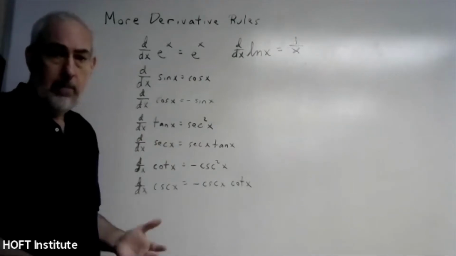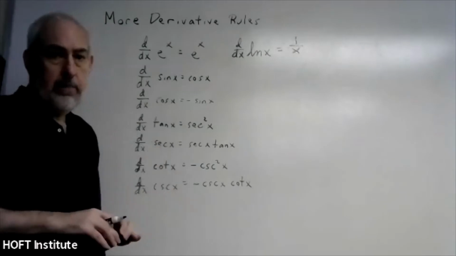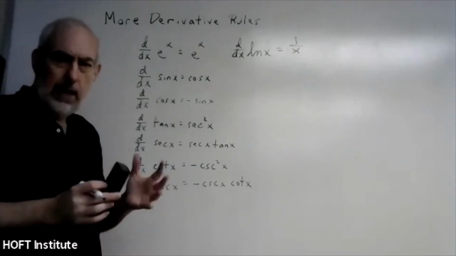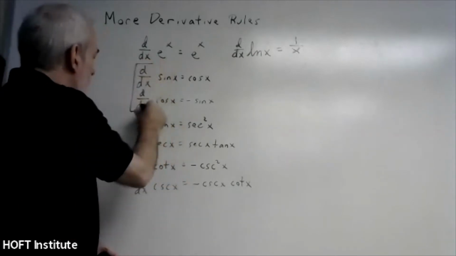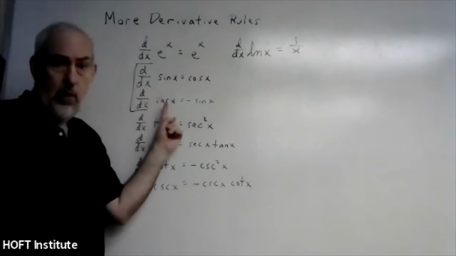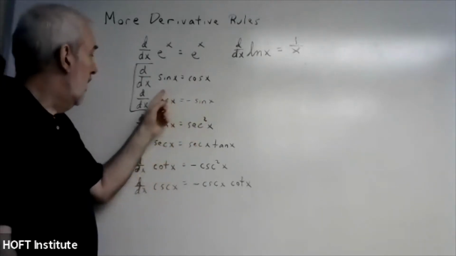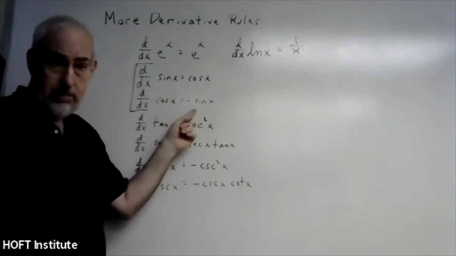Okay, you are going to have to just sit down and memorize these, although there are certain patterns that you can use to help you memorize them. I like to memorize these in blocks of 2, like sine and cosine go together. Their derivatives only involve sine and cosine. The derivative of sine is cosine, and the derivative of cosine is negative sine.